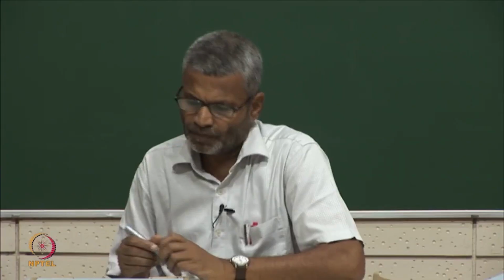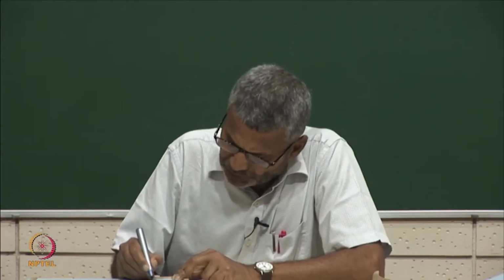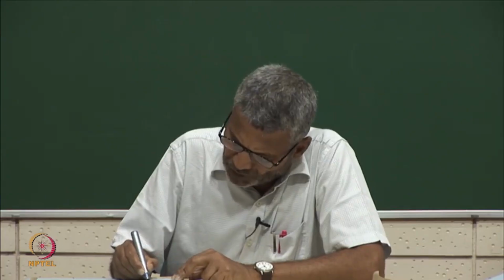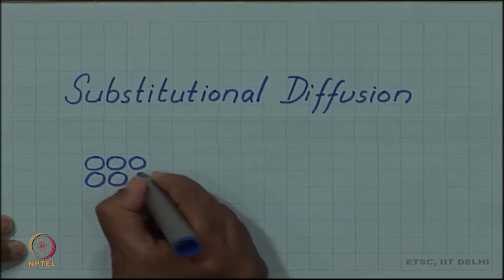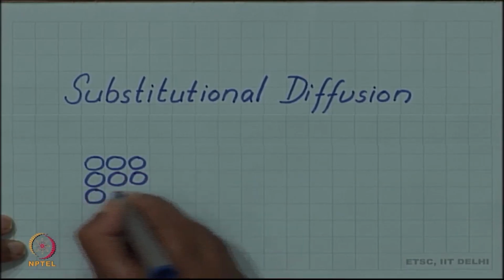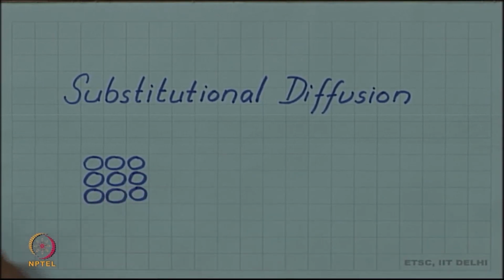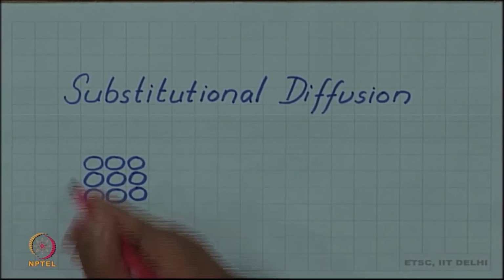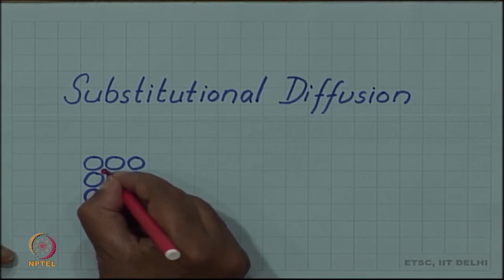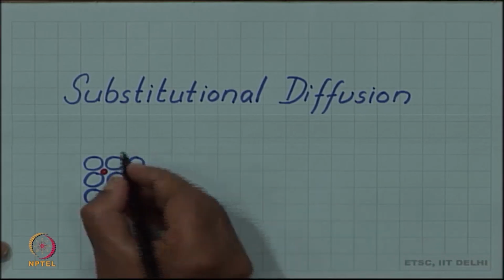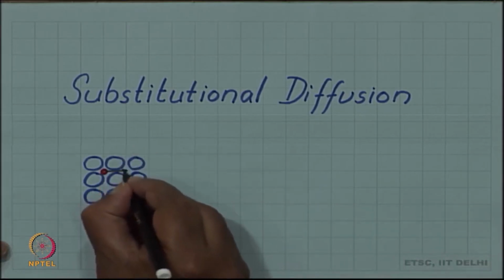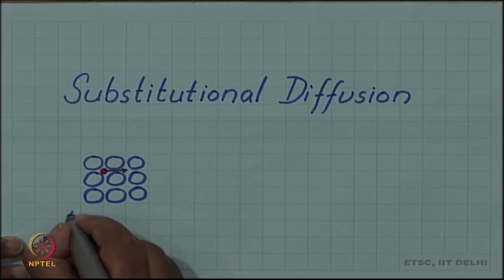We have discussed two kinds of diffusion, interstitial and substitutional, and we saw that in interstitial diffusion the solutes are interstitial atoms which jump from one interstitial site to a neighboring site. So, that was the mechanism for interstitial diffusion. The solute is sitting in one site and then it jumps to a neighboring vacant site. So, that is the interstitial diffusion.